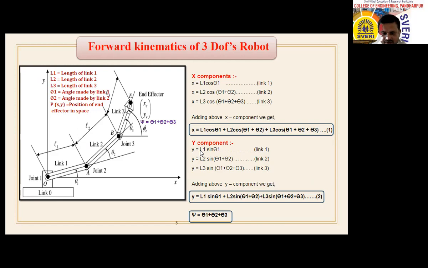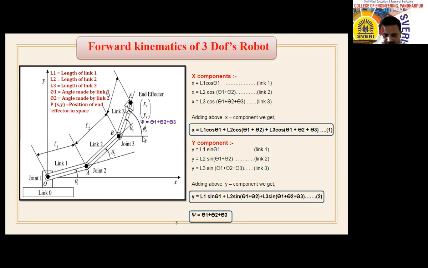And the y component: for link 1, y is equal to L1 sin theta 1; for link 2, y is equal to L2 sin of (theta 1 plus theta 2); for link 3, y is equal to L3 sin of (theta 1 plus theta 2 plus theta 3). Adding the above y components, we get y is equal to L1 sin theta 1 plus L2 sin of (theta 1 plus theta 2) plus L3 sin of (theta 1 plus theta 2 plus theta 3), equation 2.